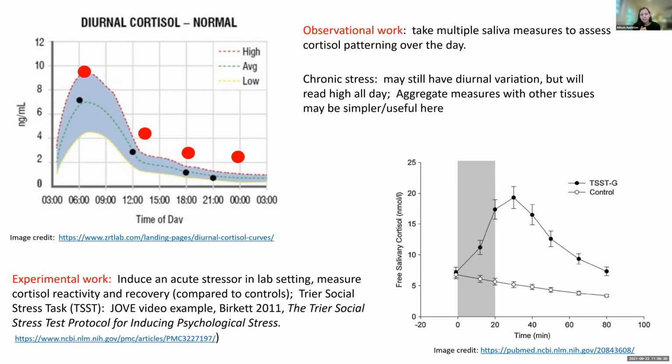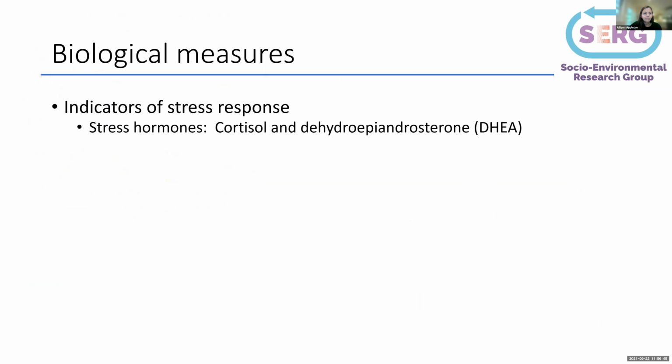When you're in an observational setting, out in the field, out in the community, you have some choices. You might want to think about aggregate measures of stress with tissues like hair if you're really trying to distinguish people with chronic stress from those without. So the choice is yours.